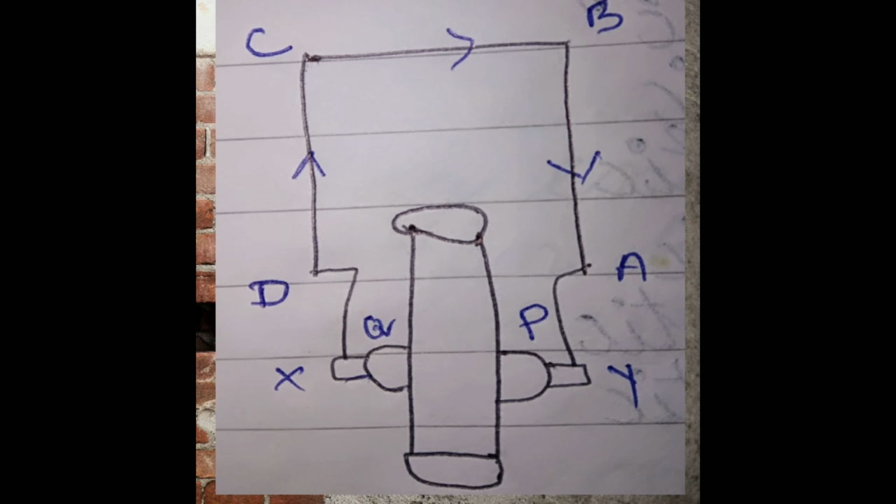Now the arm CD will get the upward direction current, that is from D to C. From the diagram you can understand that. But the arm AB will get the downward direction current, that is from B to A. So the force experienced by the arms is also reversed, that is the arm CD moves downward but the arm AB moves upward. So the whole rectangular coil keeps rotating in the anti-clockwise direction.